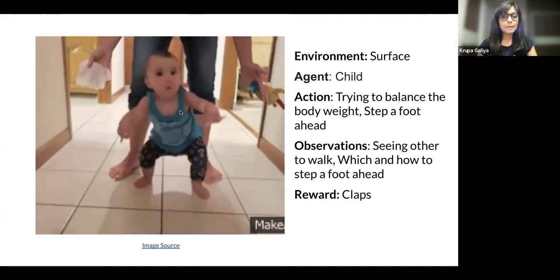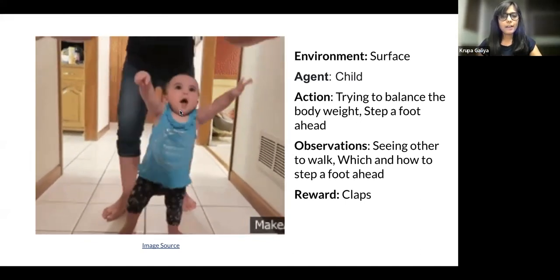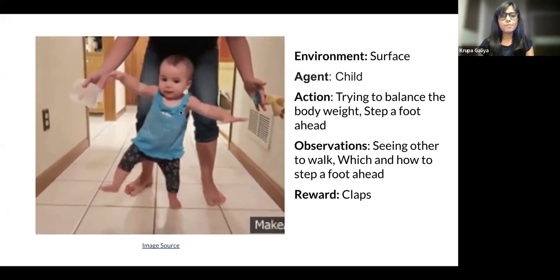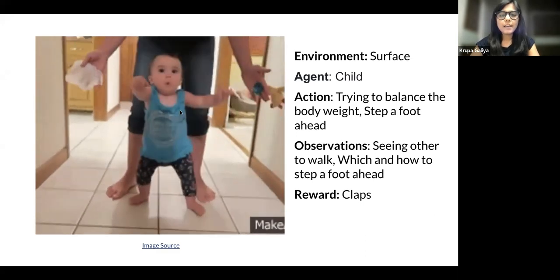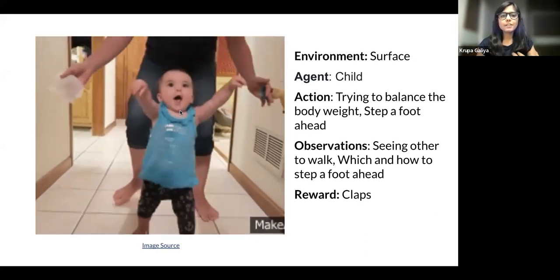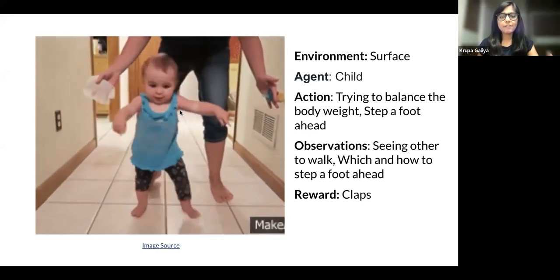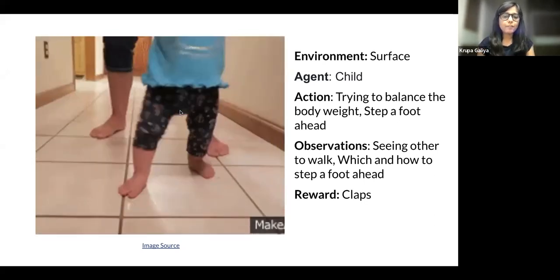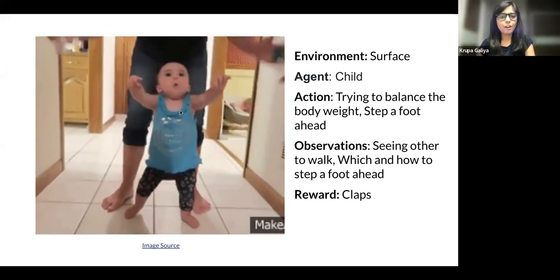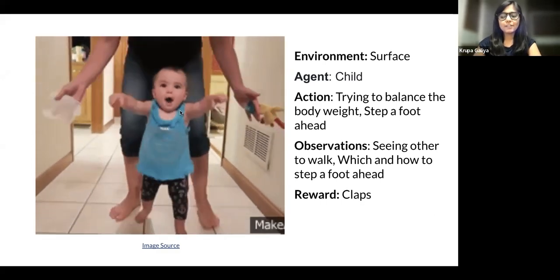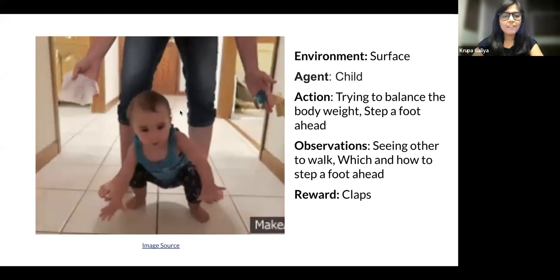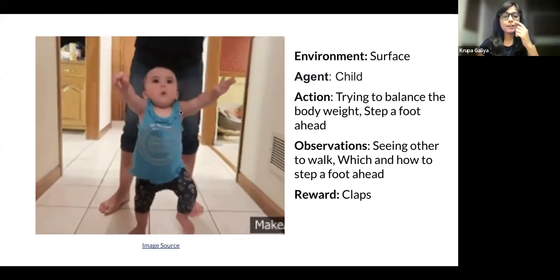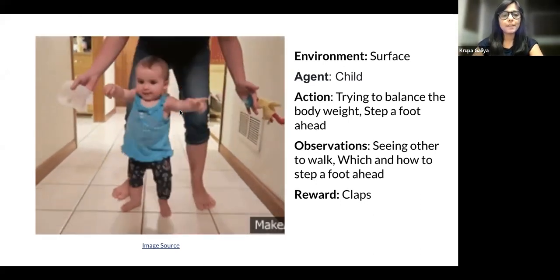First they try to balance their body, step a foot ahead, and then they observe. What is their observation? They observe others, seeing how others walk. First they learn that if I have my feet in the proper position, then I don't fall. And then as a reward, his or her mom or dad claps, and they also laugh. That's how the baby knows, I did something great. That's why they are all happy.